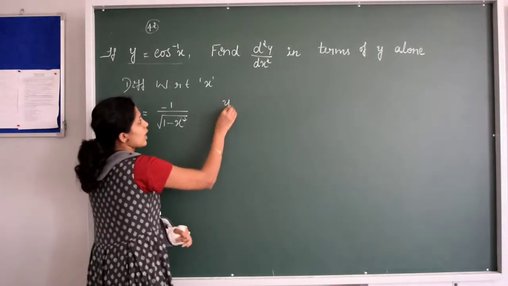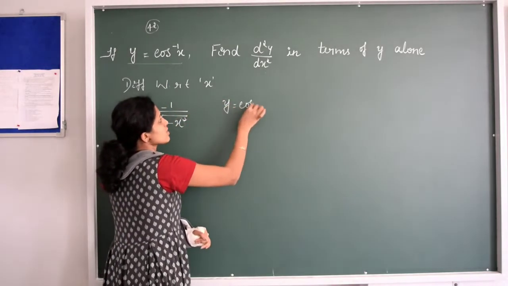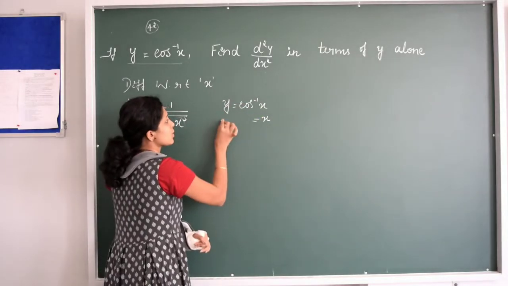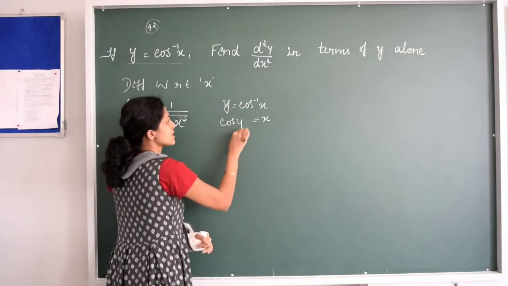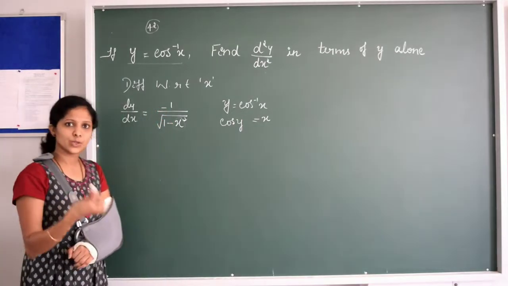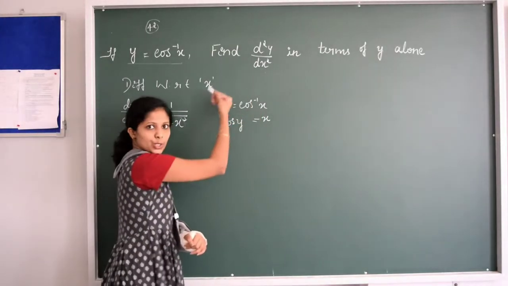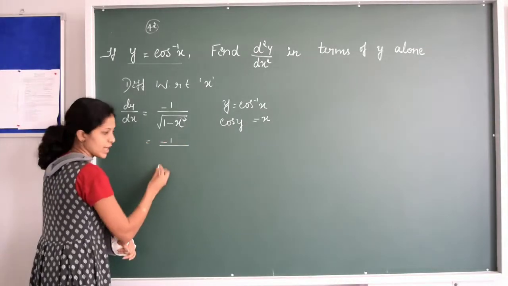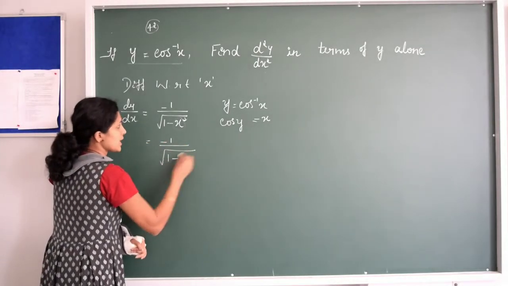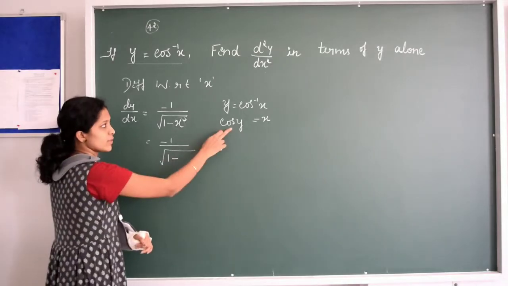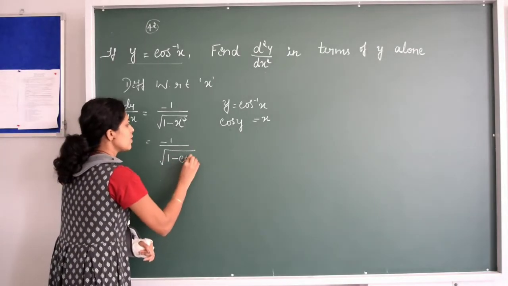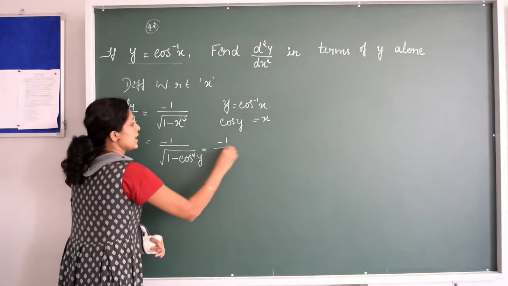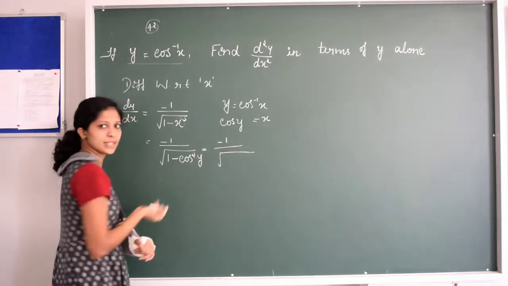So we will write this in the form of what? Here we have y is equal to cos inverse x. Right? By this I can write x is equal to cos y. Is it clear? It is given that y is equal to cos inverse x, so we can write x is equal to cos y. Let's substitute this. So this is equal to minus 1 divided by root of 1 minus x square. x square is now, x is cos y, so this will be cos square y.